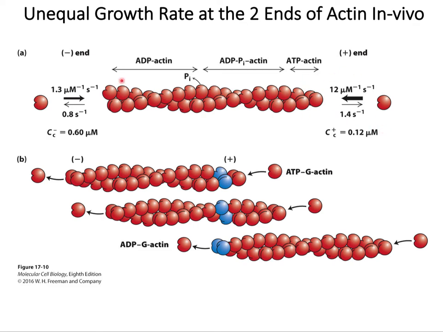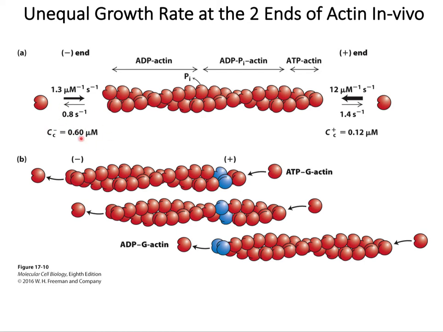But what happens at the minus end? As the rate of addition is much slower and the rate of dissociation is closer to the rate of addition, right here, 0.8 to 1.4, the critical concentration, which is the Cc minus, is 0.8 over 1.3, which is approximately 0.6 micromolar. So what does that mean?